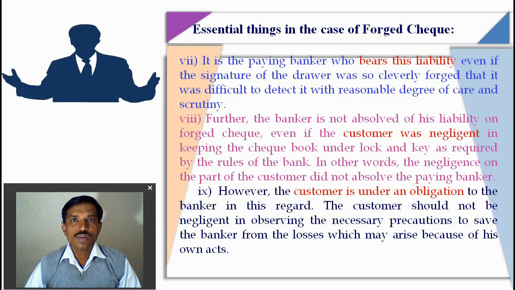If there is negligence of the customer, the bank has also been negligent in not taking proper precaution and looking at all these things before the payment. However, the customer is under an obligation to the banker in this regard. The customer should not be negligent in observing the necessary precaution to save the banker from the loss which may arise because of his act. So the customer also needs to take proper precaution, keep his checkbook in custody, save his signature, and protect the bank and himself.